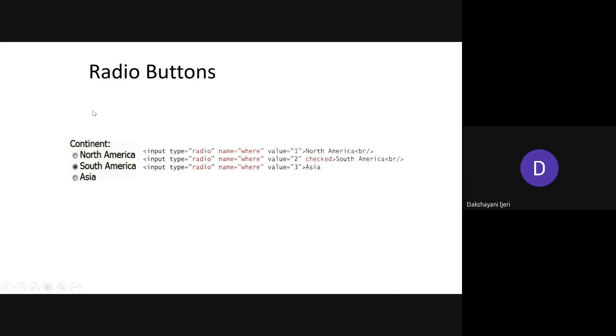So this is the example you can see here. We want to consider this example with the label as continent, for which we have created three options as radio buttons, and we want the user to select any one of these options. So how it is created, you can see here.